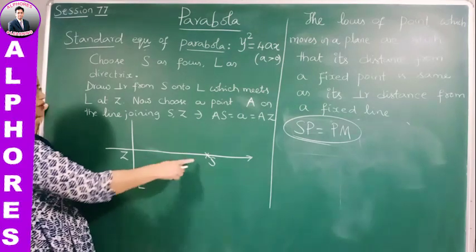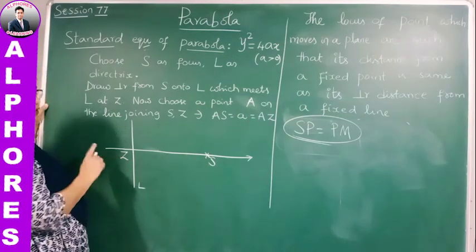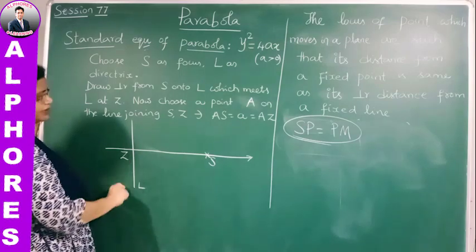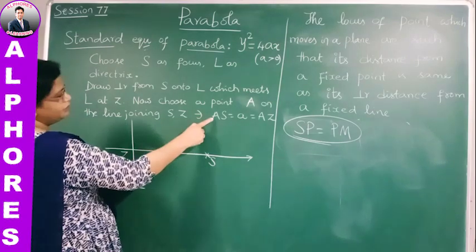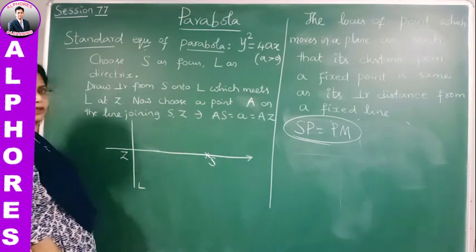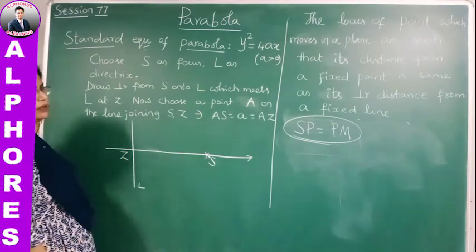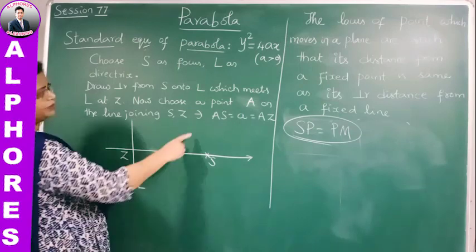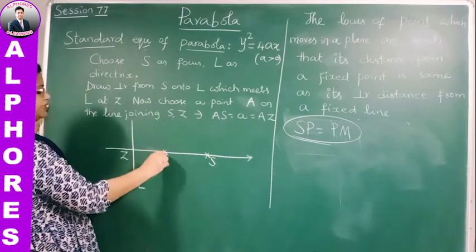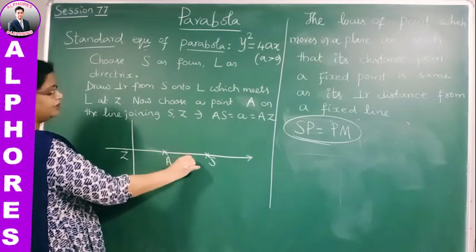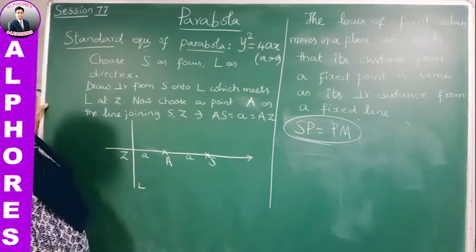Okay, and now you have S and Z. Z is nothing but the foot of the perpendicular from the focus on the directrix line. Now I am taking another point A on the line joining S and Z, in a particular way so that SA equals AZ. So this is the point A exactly, and the two distances here are equal.